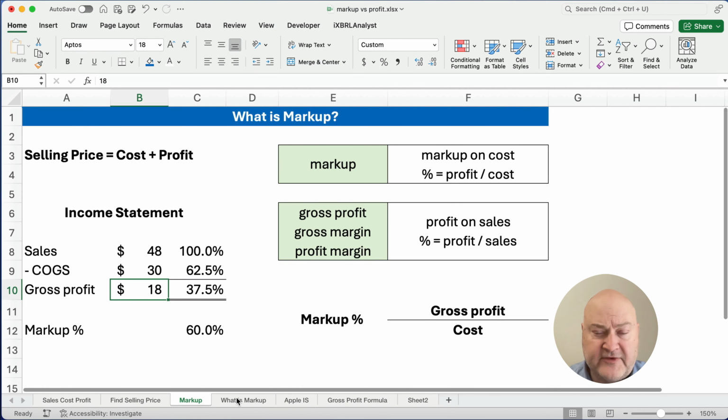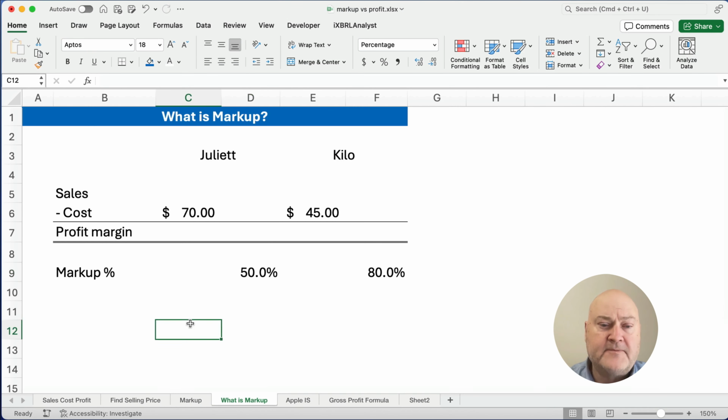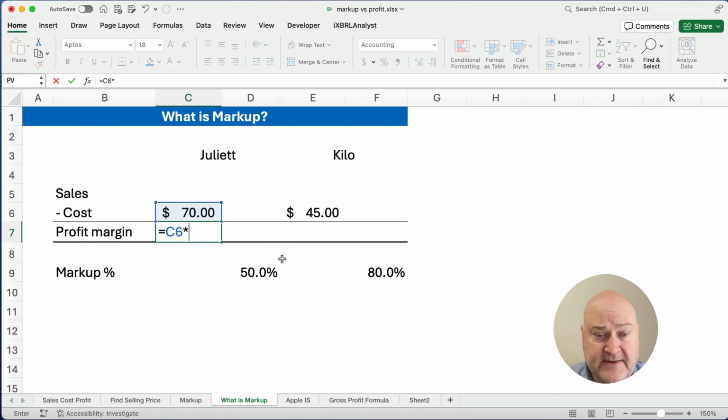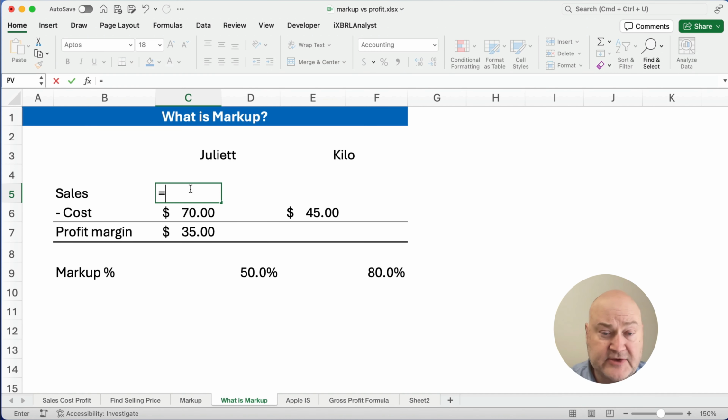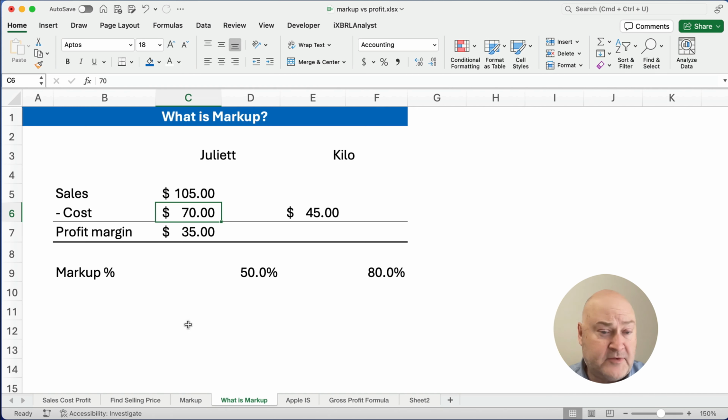Let's do a couple little problems to confirm this, to make sure you know what's going on. Let's say our cost for the Juliet company is 70, and our markup is 50%. Well, how much profit then are we going to add to our selling price? Well, we're going to take the $70 times the 50%, and we're going to tack on an extra 35. That's the markup, right? Or that's the profit. And so therefore, what's our sales going to be? Our sales is going to be 70 plus the 35. We're going to sell at 105. Something that costs us 70 will make a profit of 35.